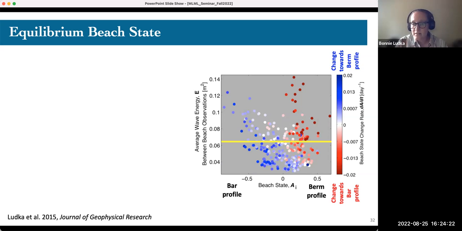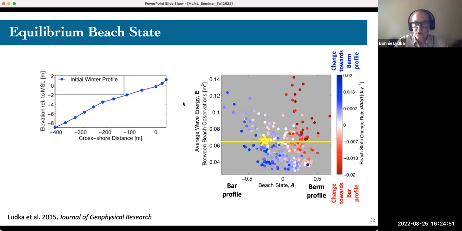So let's think about a scenario. Say you have some incident wave energy of about 0.062 meters squared. That's consistent with a wave height of about 1 meter, so sort of moderate wave conditions. And say those waves are incident on a beach that is initially already in a slightly barred profile. Well, that beach will change toward a berm profile, which looks like this. Okay, so that initial beach changes towards a berm profile.